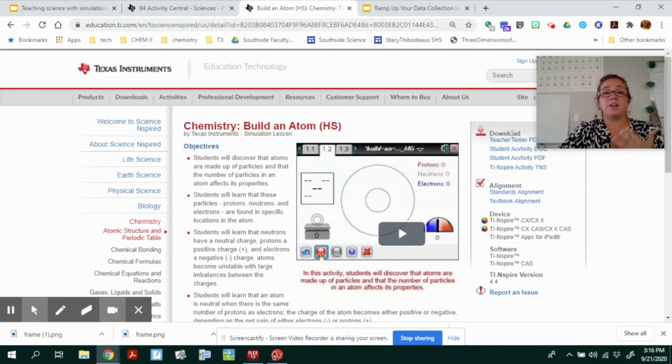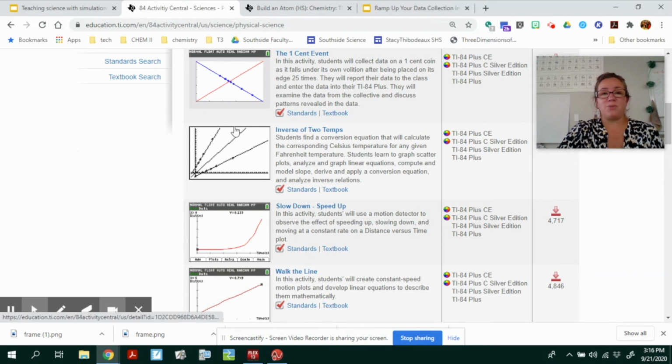You can download a notes page for the teacher. I would definitely do that the first couple of times you do these activities, just to help you be familiar with where the activity is going, what the main concepts are that you're trying to cover, and also there are some tech tips. There are 2 student activity docs. One is a doc file, one is a PDF. Maybe you want to add your own information. You can do that with the doc file. And then the last one is the TNS file, which is what you saw me show on the Teacher Premium software.